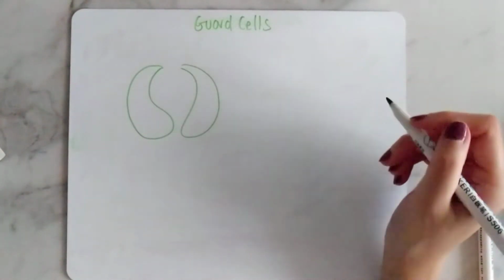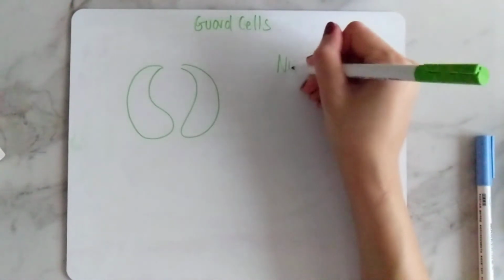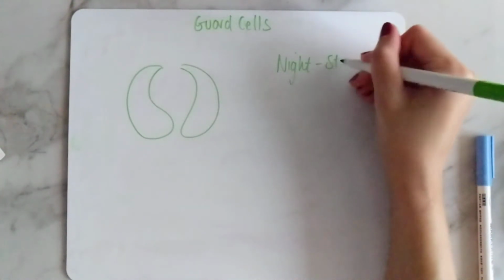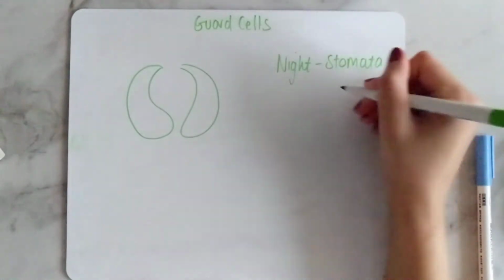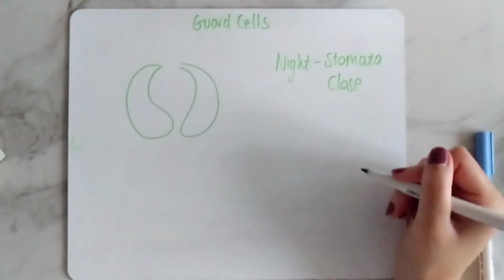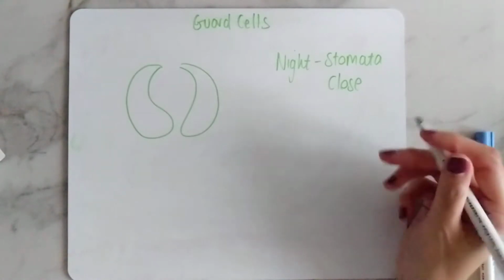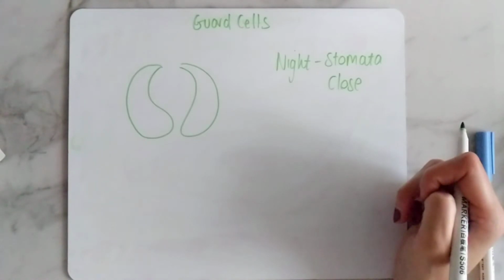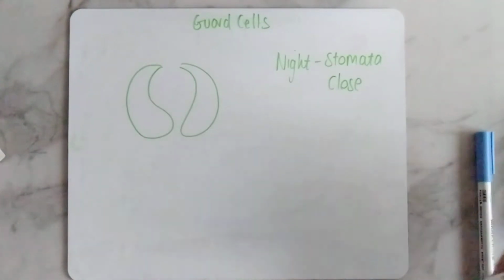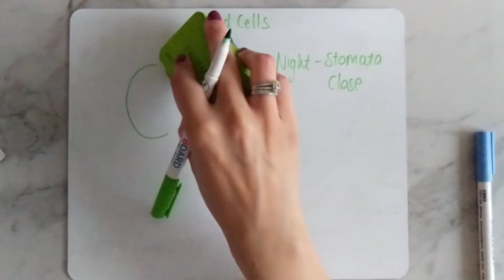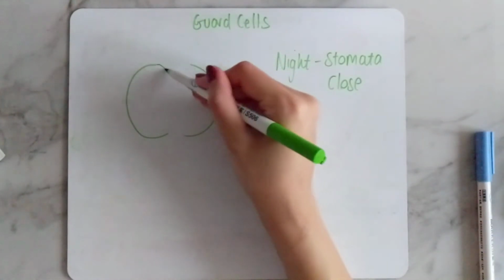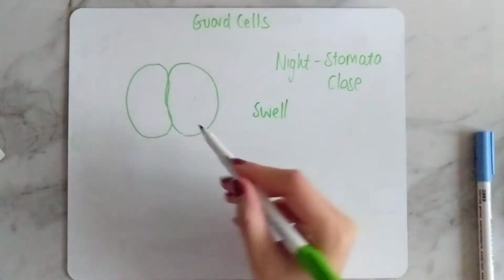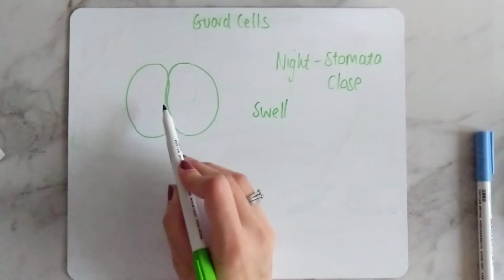So let's say it's now at night, or we're in low light conditions. The stomata need to close. And the reason they need to close is because the plant can't absorb sunlight, therefore can't photosynthesize, therefore we want to reduce water loss, so stomata need to close. The guard cells therefore swell. They swell up, and can you see now that they've swollen, they've closed that gap, they've closed the hole.